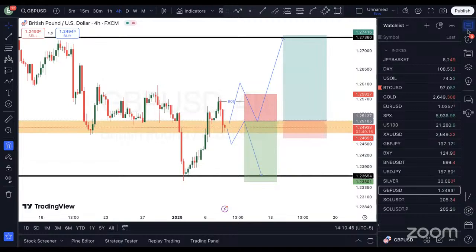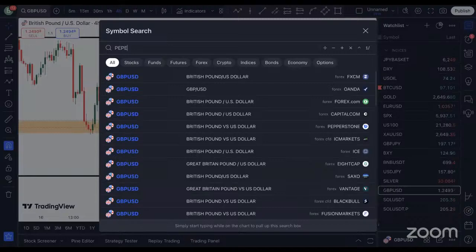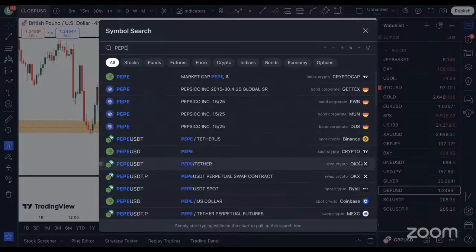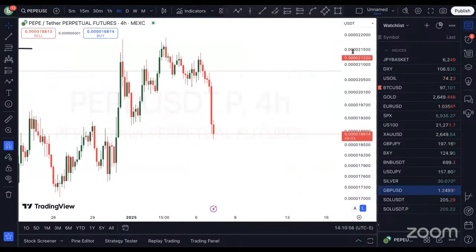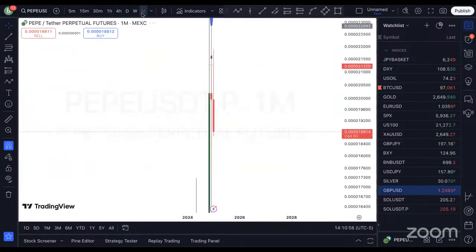So that is it. Let me leave this one a little bit and analyze Pepe on the same TradingView. It's 10 minutes past 8 now. Pepe, monthly chart.